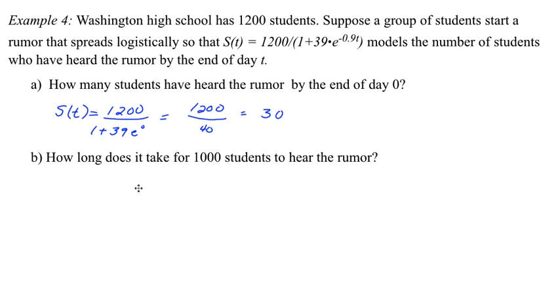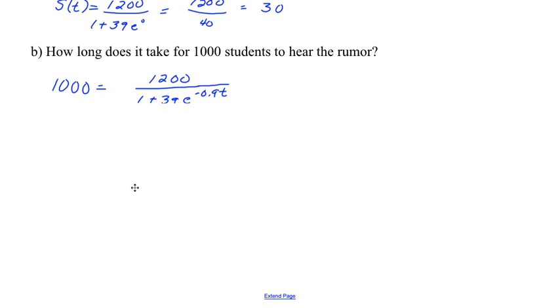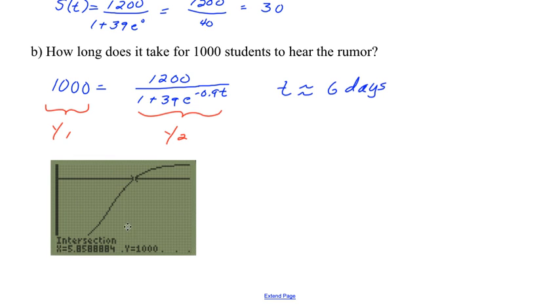The next question says, how long does it take for 1,000 students to hear the rumor? Well, we're just going to plug in 1,000 for our output value and calculate what that's going to be. This is a problem we can do on our calculator. Let's let y1 be the 1,000 value and y2 be the right-hand side. And then if we just calculate the intersection point, we see that they intersect when x is 5.86 roughly. So near the end of the 5th day, or almost 6 days, 1,000 students will have heard that rumor.